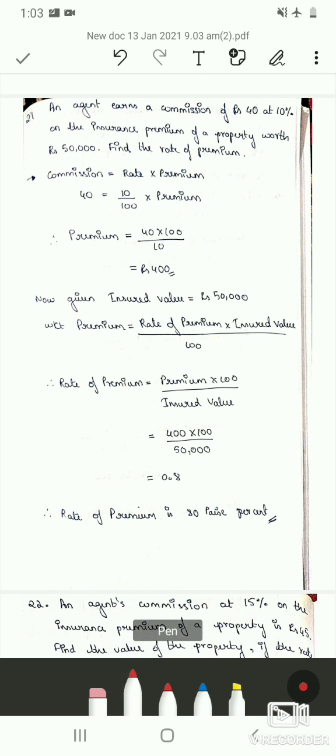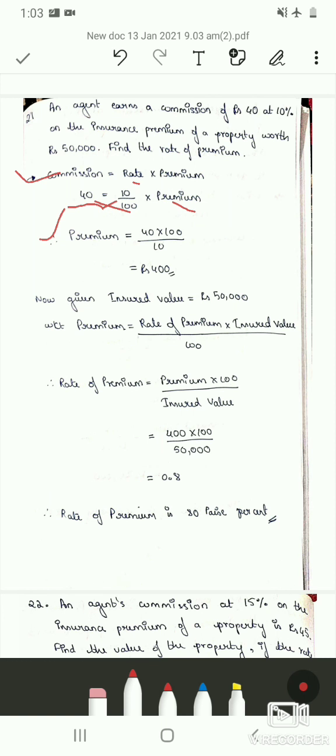So first we know the commission formula, which is rate of commission into premium. They have given the commission value, and they have given the rate of commission, which is 10%. Therefore we can find out the premium. Premium will be 40 into 100 by 10. So therefore premium is rupees 400.